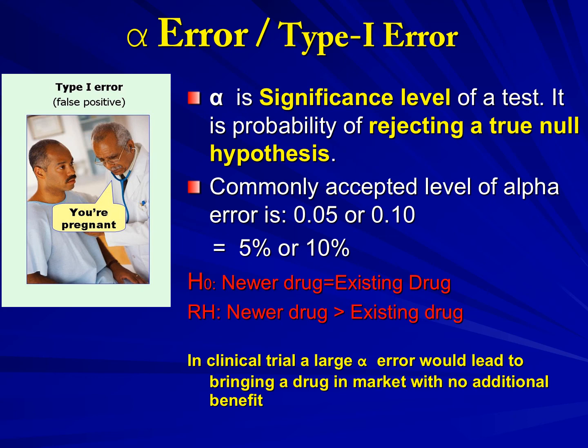So hopefully you have understood the role of alpha error or type 1 error or the significance level. You can decrease this alpha error, the type 1 error, by increasing your sample size.